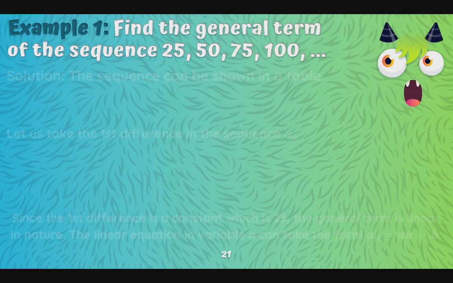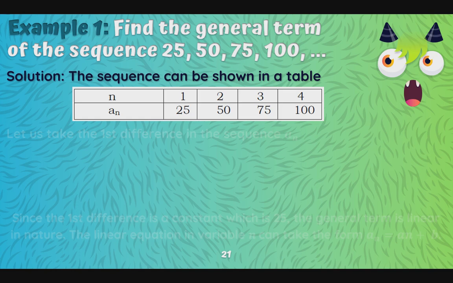Next, find the general term of the sequence 25, 50, 75, 100. So, ito ang ating unang example. So, paano ba natin ito isa-solve? The sequence can be shown in a table where if n is equal to 1, a sub n is 25, or the first term is 25. If n is 2, the second term is 50. While if n is 3, a sub 3 will be 75. And if n is 4, a sub 4 or the fourth term will be 100.